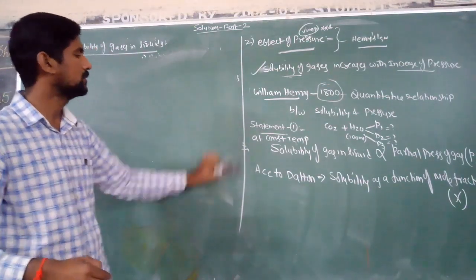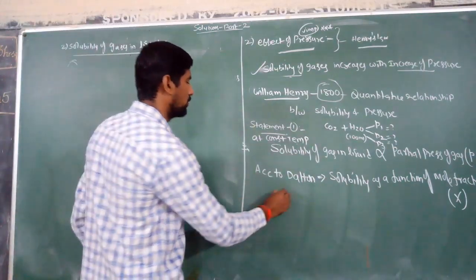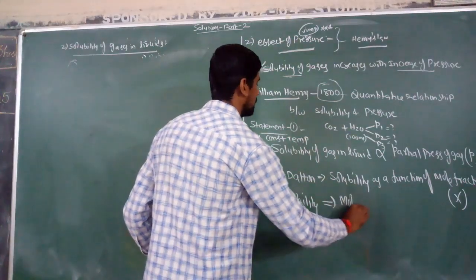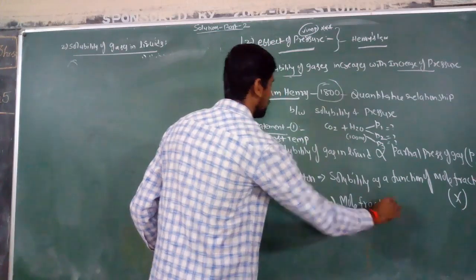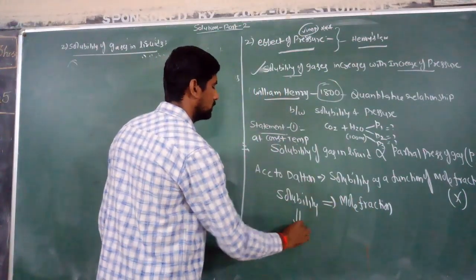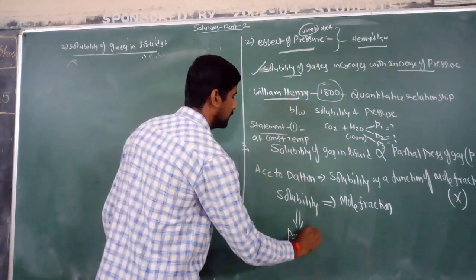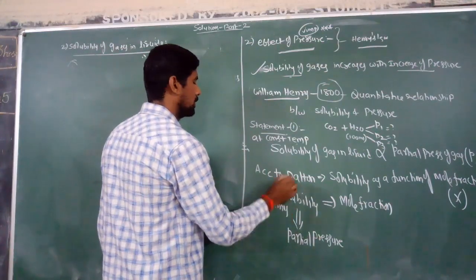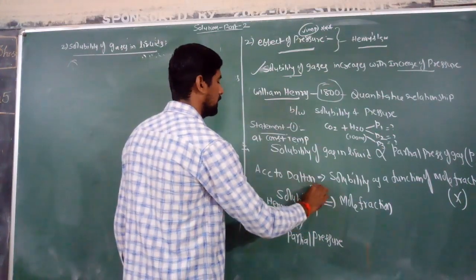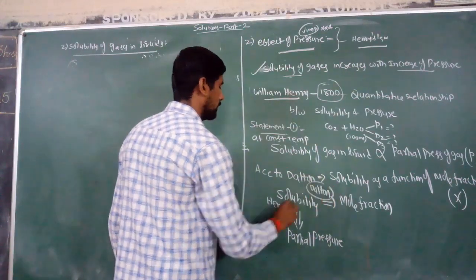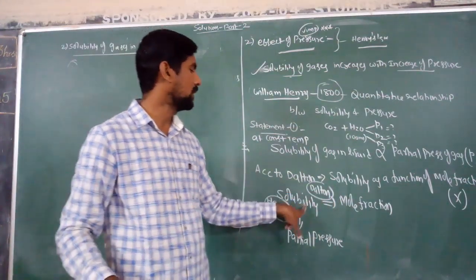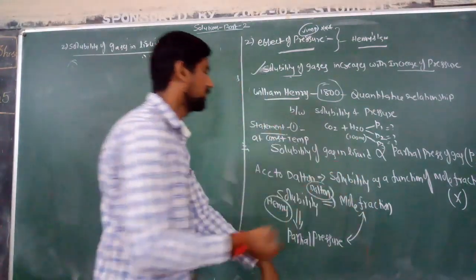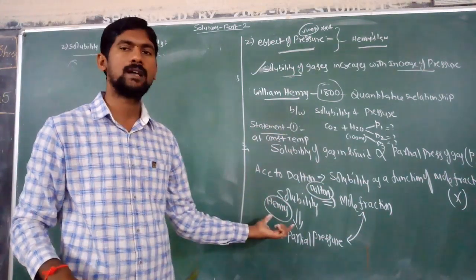According to Dalton, solubility is a function of mole fraction. And according to Henry, solubility is in terms of partial pressure. According to Dalton, solubility is a function of mole fraction. Then we can relate these two, mole fraction and partial pressure.